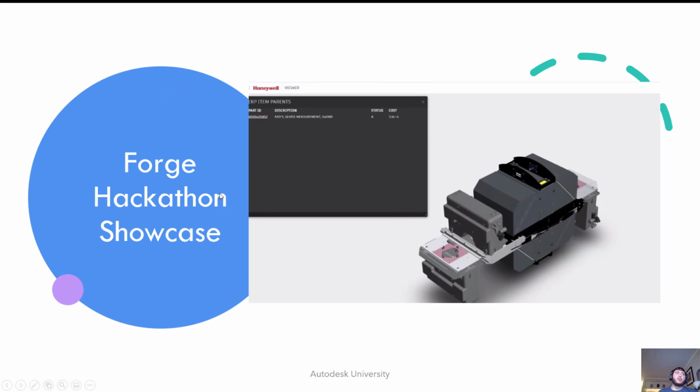So the first one was the Forge Hackathon showcase. I thought this was really, really cool. The teams of people were really cool. The things that they were creating were really cool. And what excites me is the possibility of being able to create these things myself. I'm nowhere near as talented as these folks that were building some of these solutions, but it gives me ideas to possibly take and create on my own. So definitely check it out.